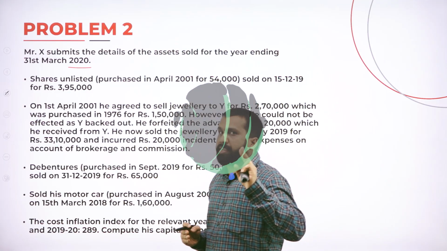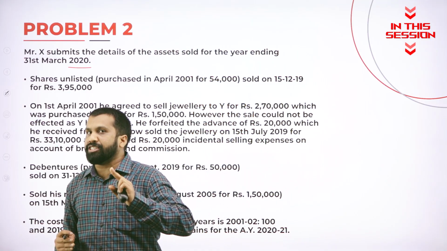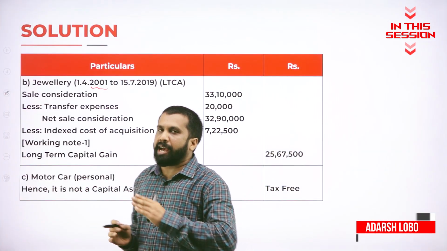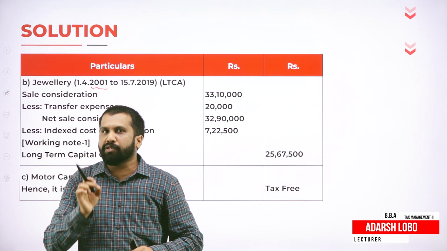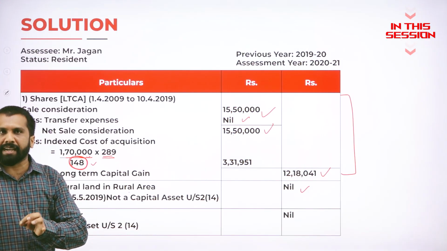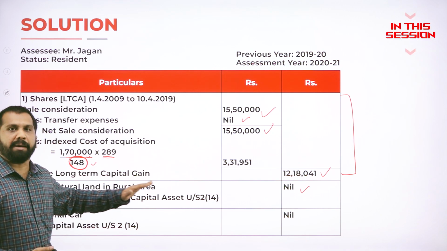There are two types of equity shares: one is listed, another one is unlisted. Any transaction that happened before 2001, we should consider as 2001 only. Any agricultural land in the rural area is not a capital asset.